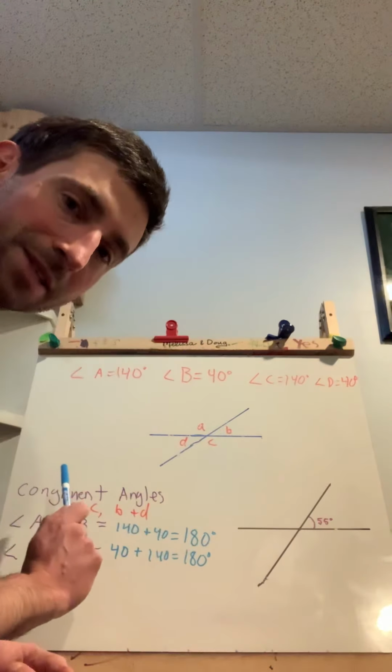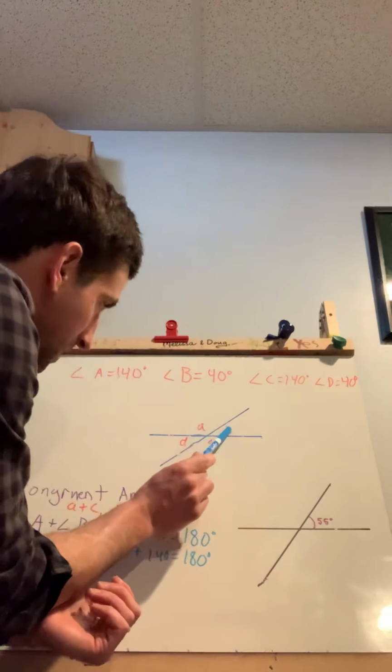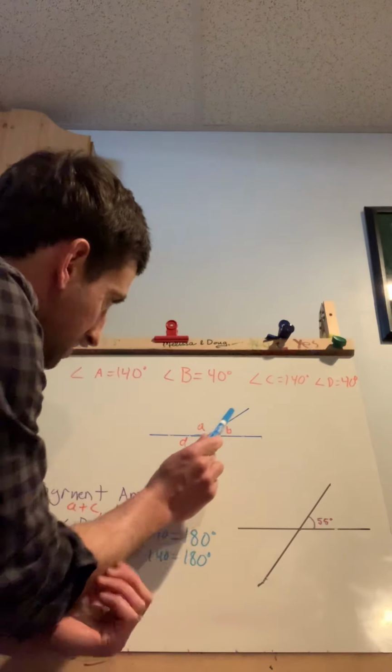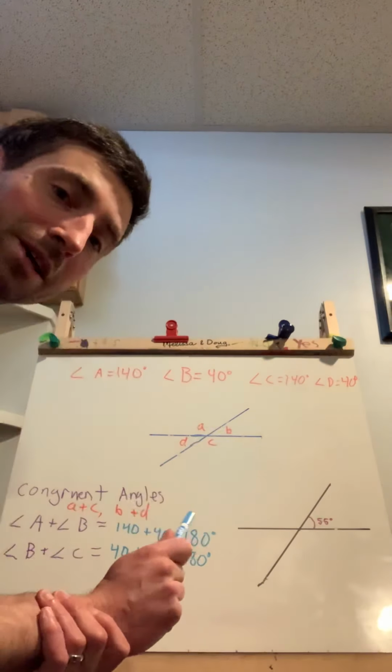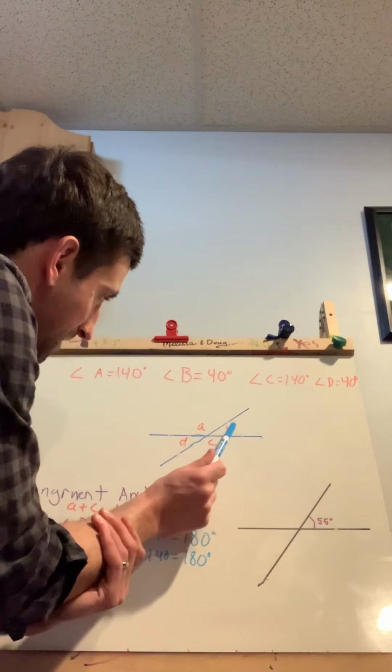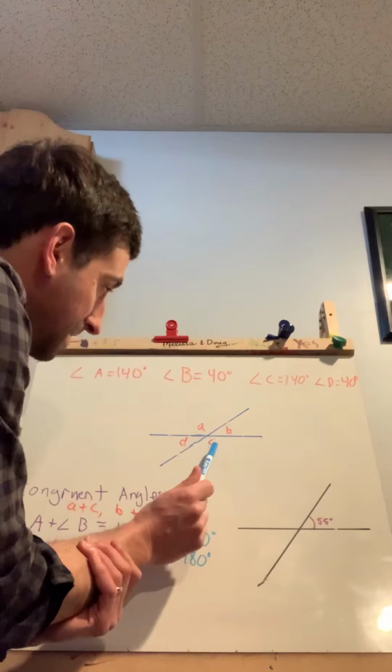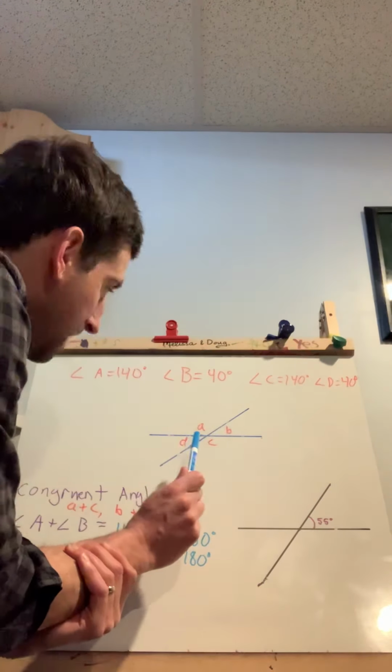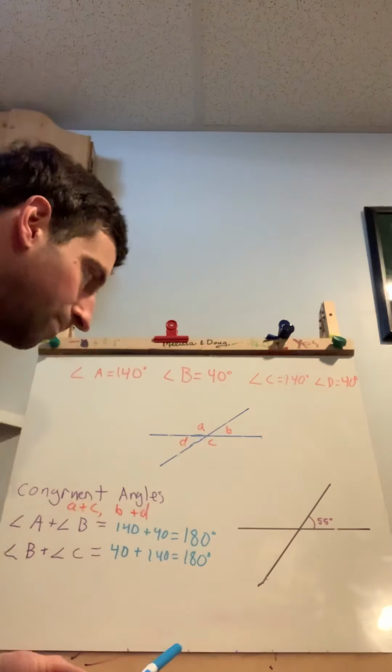The word adjacent means next to. Two angles that are next to each other that have the same vertex and share a common side are called adjacent angles. So angles A and B are adjacent angles, B and C are adjacent angles, C and D are adjacent angles, and D and A are adjacent angles.